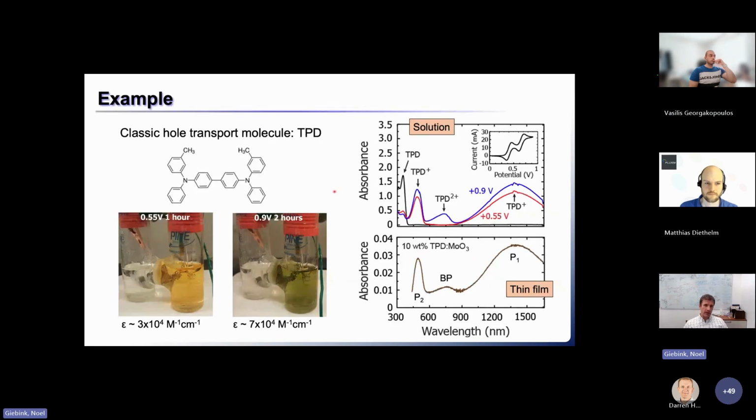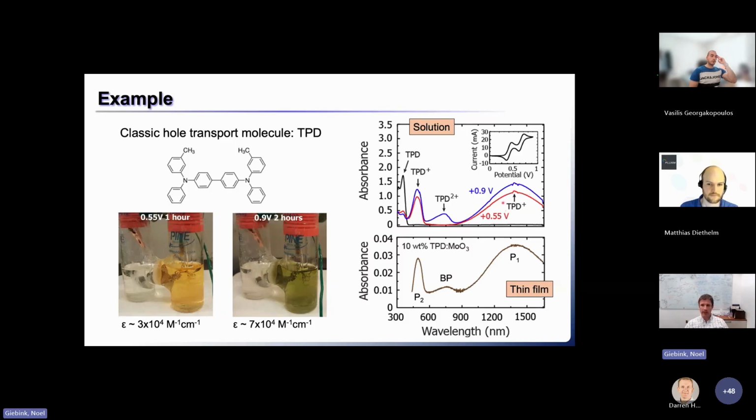A good example of these is this classic hole transport molecule, TPD. It is normally transparent in solution. That would be this side over here, because it only absorbs in the UV. That's the black line that I'm tracing. And then if you oxidize it at its first oxidation potential, your solution turns orange, and that's because you get the appearance of two new cation transitions.